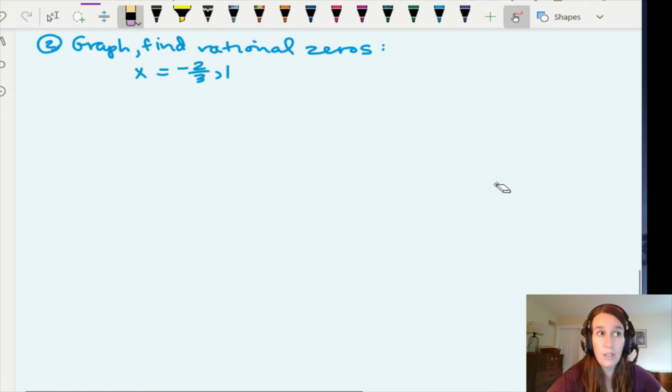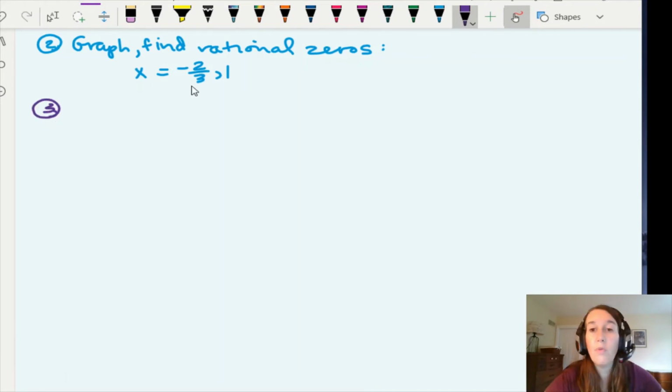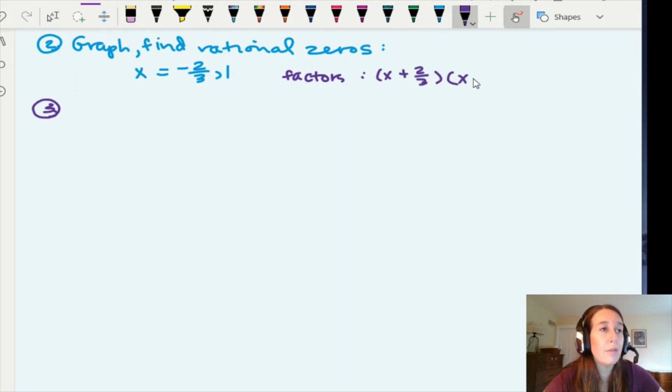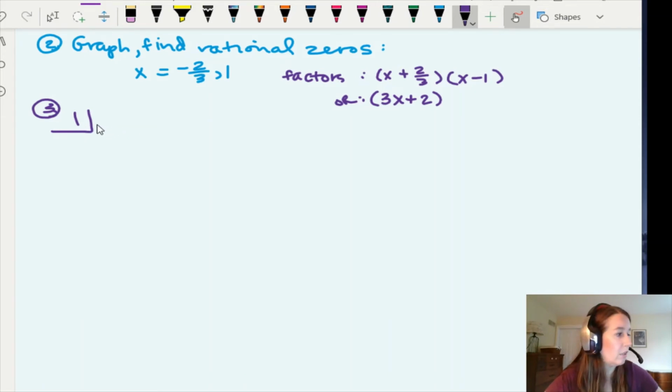So what we need to do next is divide out our rational zeros using synthetic division, right? So these are the zeros. Remember that the factors would be x plus 2/3 and x minus 1. Okay, this x plus 2/3 can also be written as 3x plus 2. Notice that that is the same zero, right? If you set this equal to 0, you would get negative 2/3 as a zero. All right, so let's put 1 on the shelf first, just to make it a little simpler.